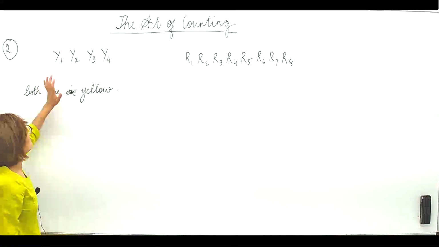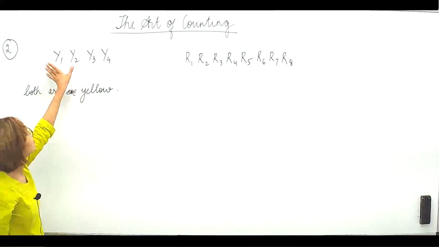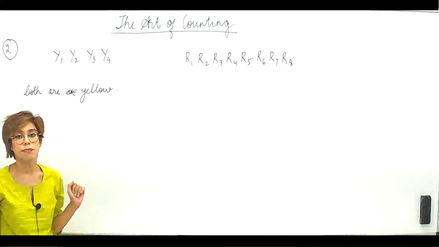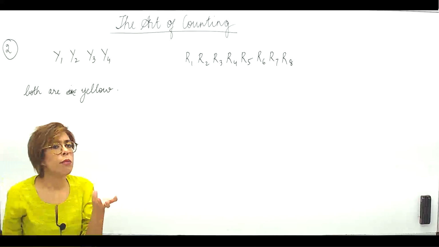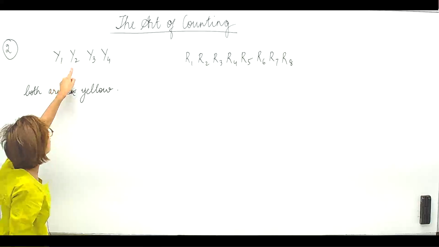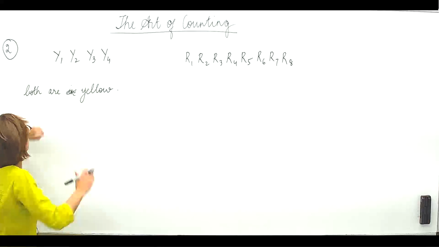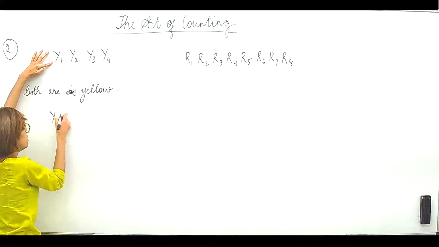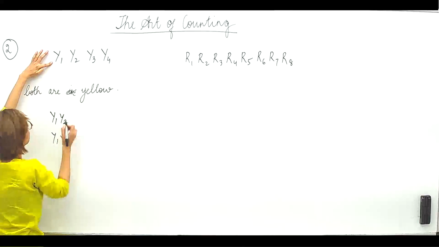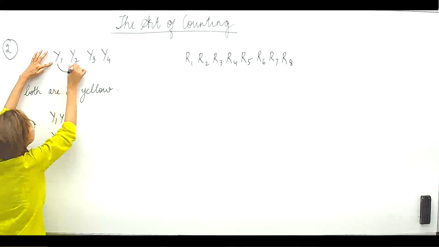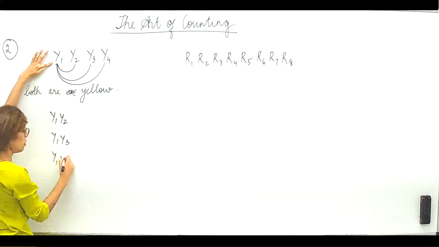Right? So basically if I want both the roses to be yellow, that means I need to select any 2 roses from here. Now, I need to count the number of ways. So, in how many number of ways can you select 2 different roses from 4 roses? Okay. Either I will take Y1, Y2, right? Or I will take Y1, Y3, right? Let's do it this way: Y1, Y2, or Y1, Y3, or Y1, Y4, right?